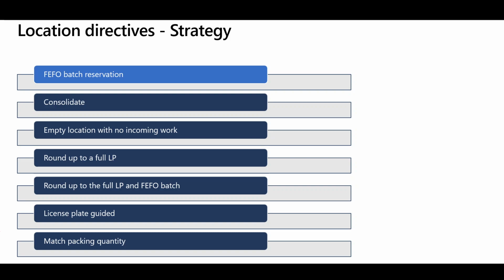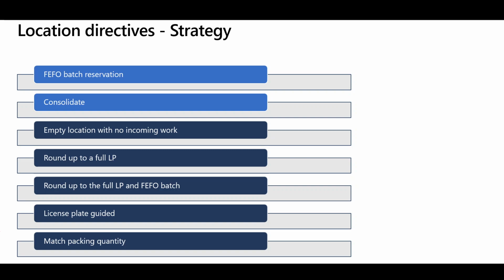Now let's review the available strategies with some scenarios. For example, in the sales order process and for the location directive actions that handle batch controlled items, you can select FIFO batch reservation to apply the strategy of first expire, first out. So the location directive action that has this strategy will direct the users to pick from the locations that have the batches that will expire first.